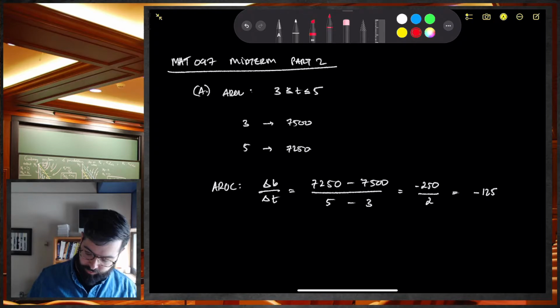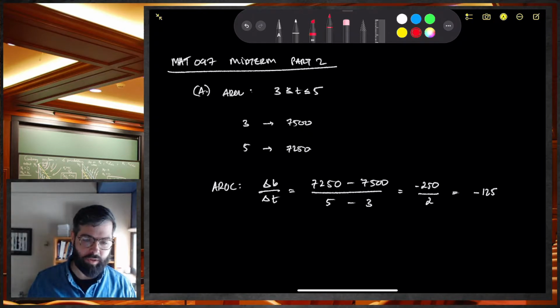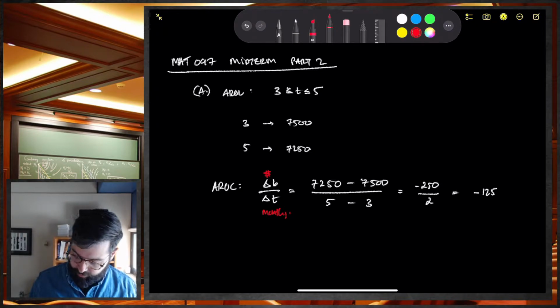I'm going to note here to remember that the units of the average rate of change have the units of the top over the units of the bottom. It's a rate of change, meaning ratio. So it's going to have units of dollars up top and months down here. So this is really negative $125 per month.